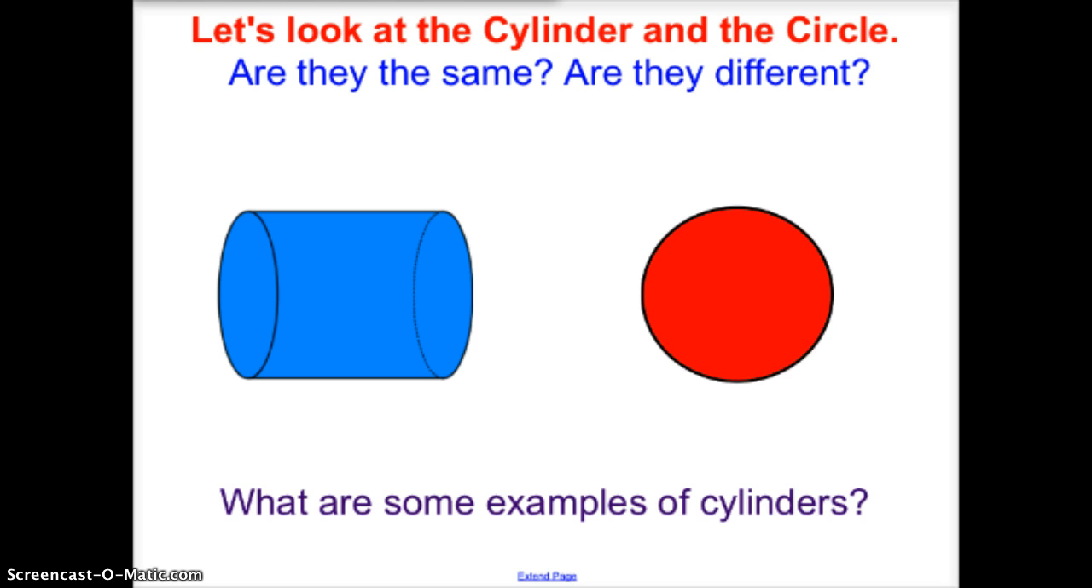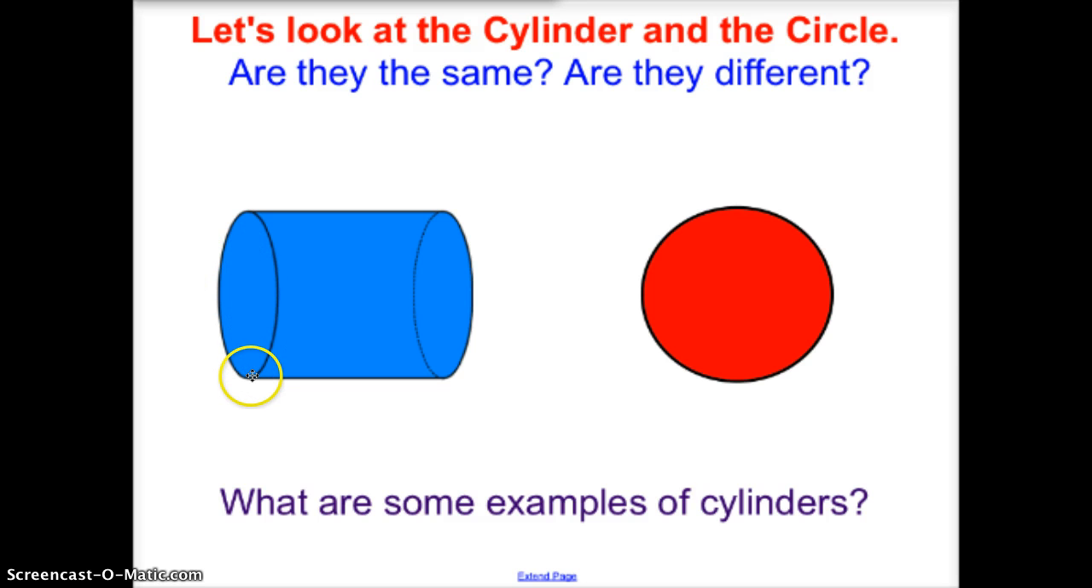Now we're going to look at a cylinder. Say that word, cylinder. A cylinder is somewhat like a circle because a cylinder has a circle on each end, but then a cylinder also has a tube that connects the two circles. So when I think of a circle, that's a 2D shape or a two-dimensional shape. A circle is flat. But when I think of a cylinder, I know I can grab a cylinder.